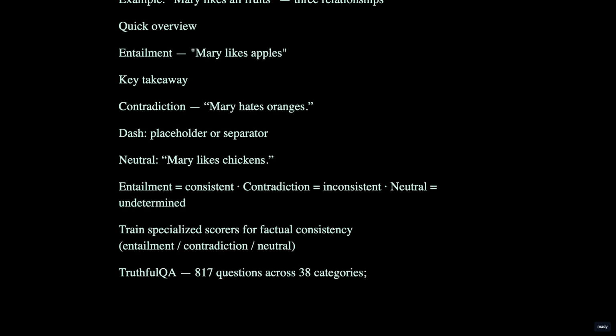Truthful QA is a benchmark of 817 questions designed to surface common human misconceptions across 38 domains, such as health, law, finance, and politics. It also provides GPT Judge, a fine-tuned AI evaluator that automatically determines whether a model's answer is factually consistent with a reference.